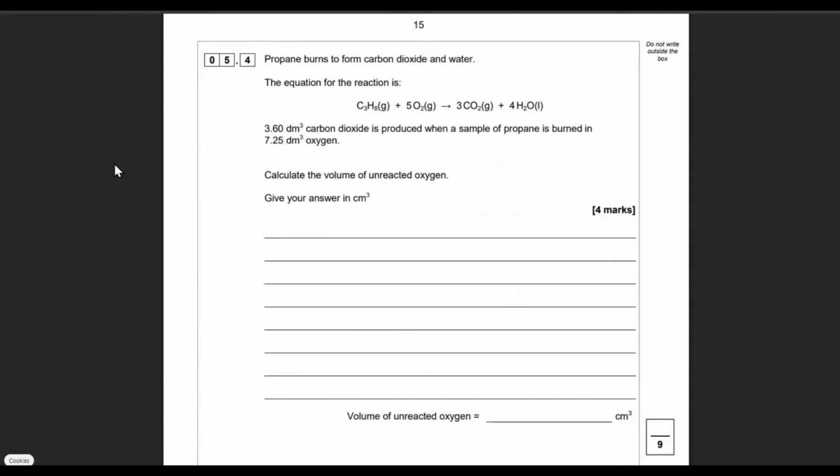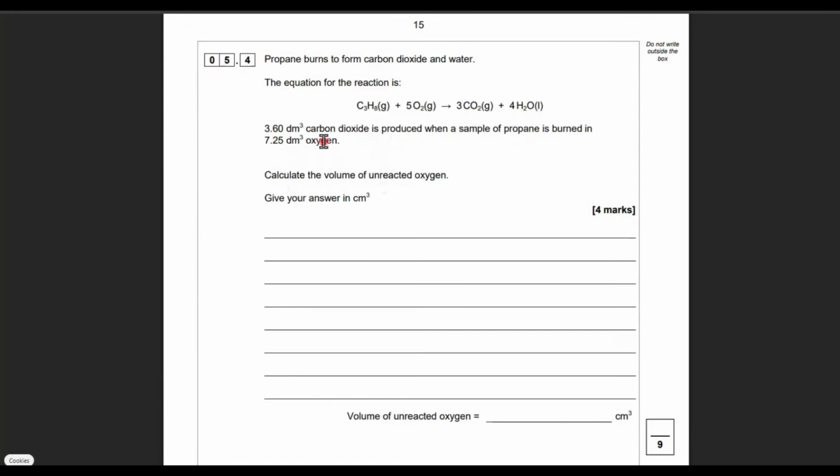5.4, and then it's the end of this question. Propane burns to form carbon dioxide and water. The equation for the reaction is C3H8 plus 5O2 goes to 3CO2 plus 4H2O. 3.6 decimeters cubed of carbon dioxide is produced when a sample of propane is burned in 7.25 decimeters cubed of oxygen. Calculate the volume of unreacted oxygen.